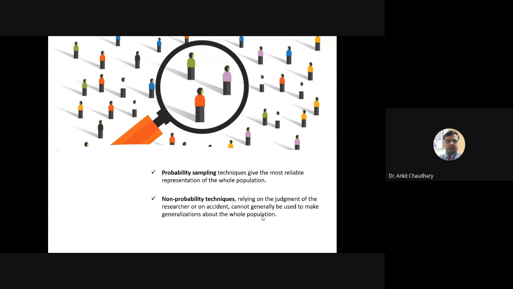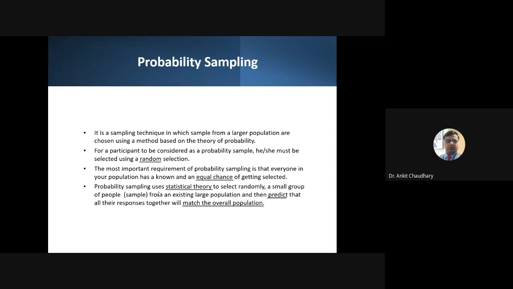So the green one, the probability based sampling, gives the most reliable representation of the whole population. And the blue one, the non-probability based techniques, rely on the judgment of the researcher. So it depends how experienced the researcher is, and whether the researcher has no bias. Accordingly, we can rely on the judgment.